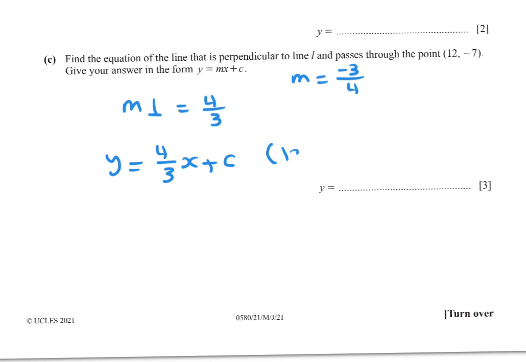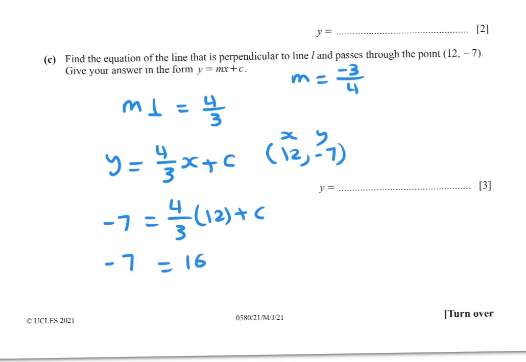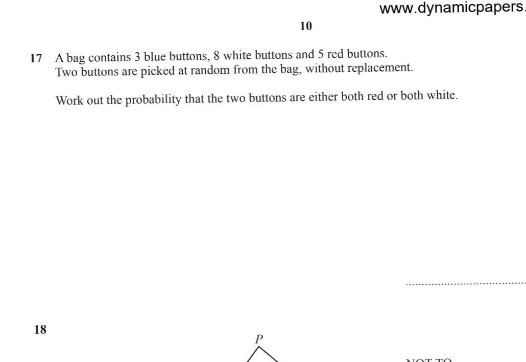This line passes through the point (12, negative 7), now substitute. So negative 7 equals 4 over 3 times 12 plus c. So negative 7 equals 4 times 12 divided by 3, which is 16, plus c. So c equals negative 7 minus 16, so negative 23. So the equation of the line is y equals 4 over 3 x minus 23.